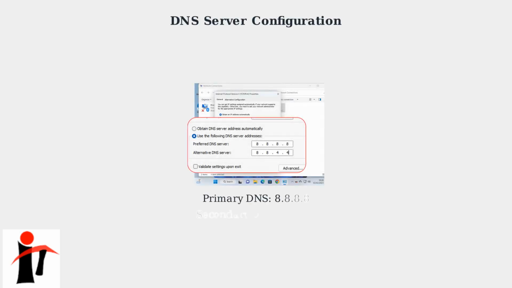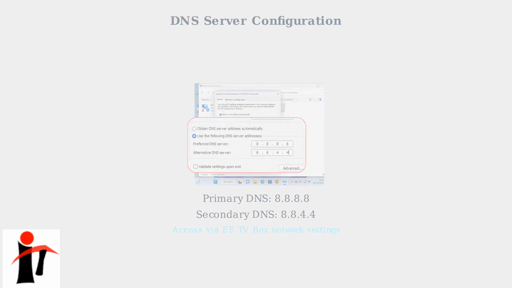Next, configure reliable DNS servers. Set your DNS to Google's public servers, 8.8.8.8 as primary and 8.8.4.4 as secondary. This resolves many connectivity issues.